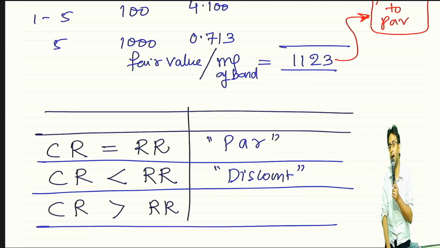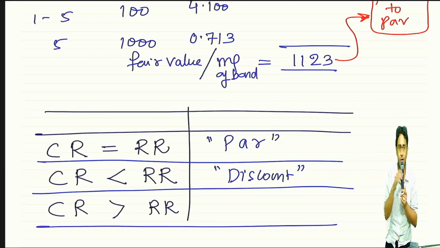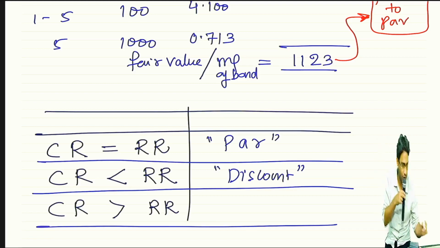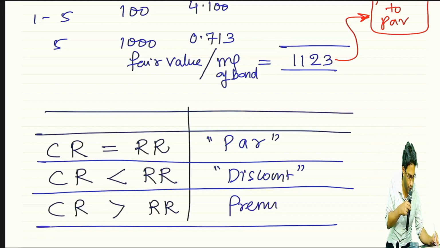For a capital loss, what should happen? You should buy the bond at a higher price, and at maturity you will receive a lower amount. Since maturity value is par, today you should be buying at an amount higher than par. That is when your bond will be trading at a premium.